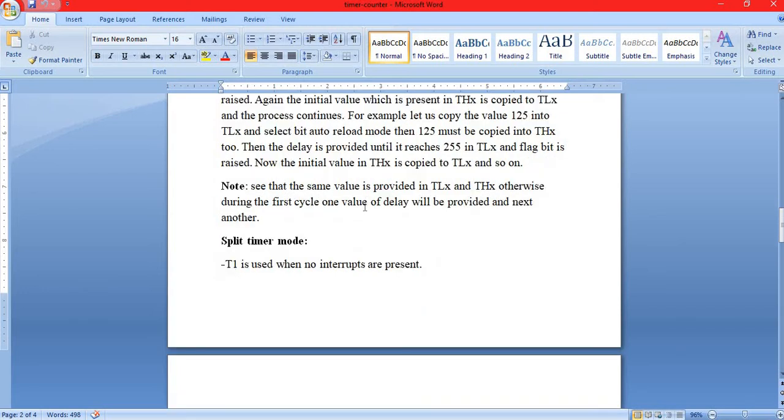Now the initial value in THX is copied to TLX and the process continues. There's an important note for you guys. See that the same value is copied into TLX and THX. Otherwise, the delay during the first cycle will differ from the other cycles.